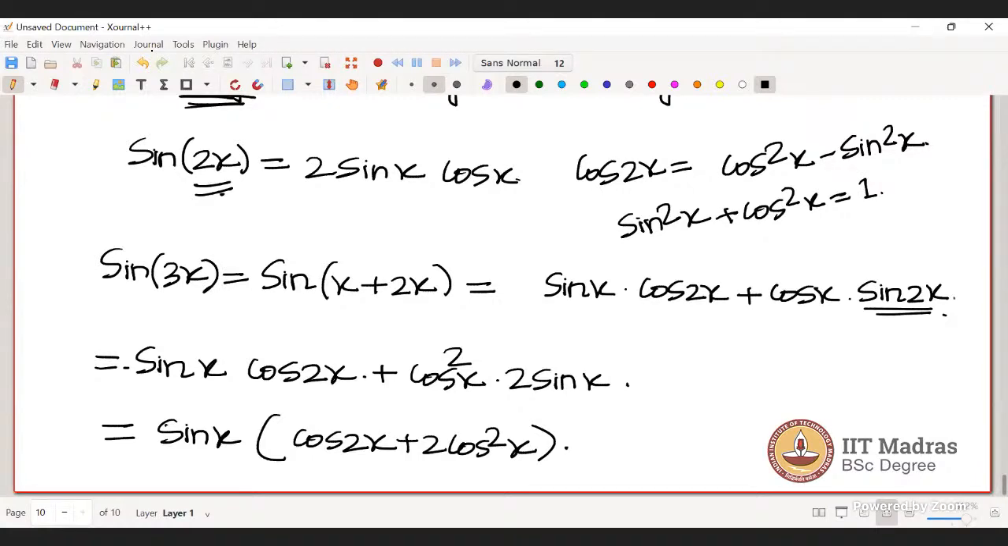But okay, sir, these formulas are not mentioned anywhere, even in the lectures. No, this one is mentioned in the lecture. The sine square x plus cos square x equals 1 is there, and this one is mentioned in the lecture, and this one is mentioned in question number 5.